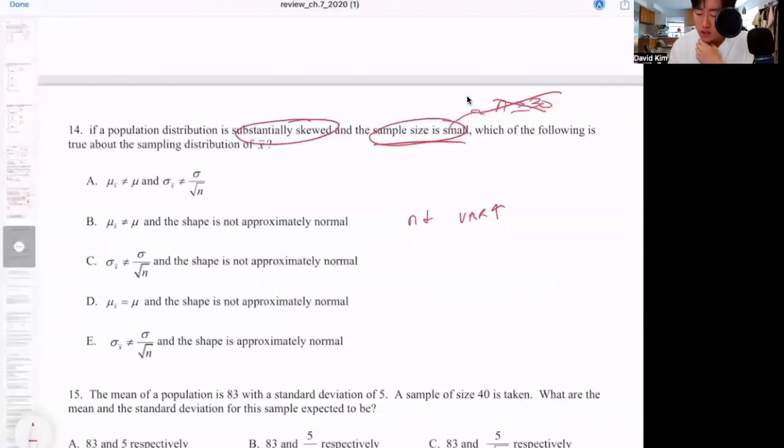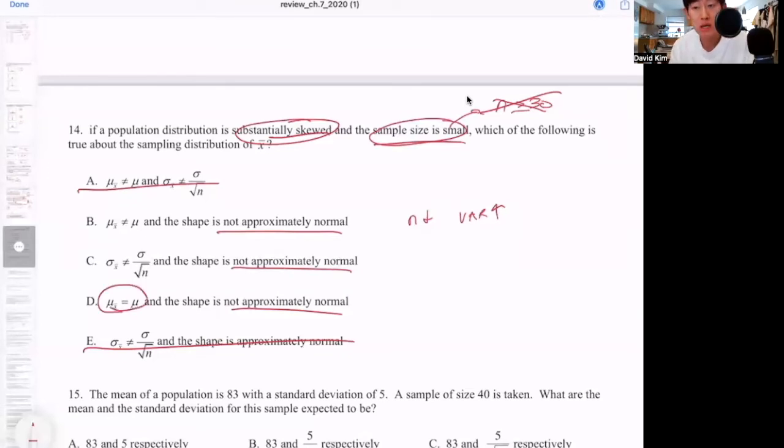Oh, sorry about that. All right, so which of the following is true about the sampling distribution of the mean of X? The shape is not approximately normal is the one you want to go for. So you want to eliminate A and E. Why? Because it's substantially skewed and you don't have a big enough sample size.